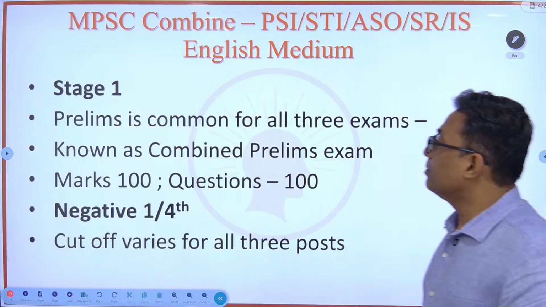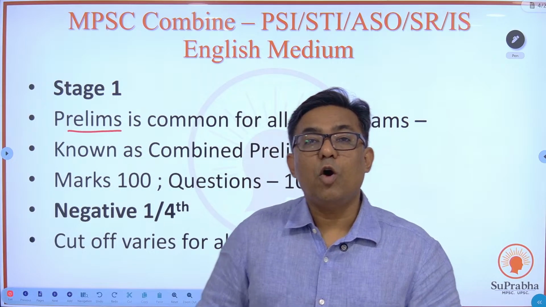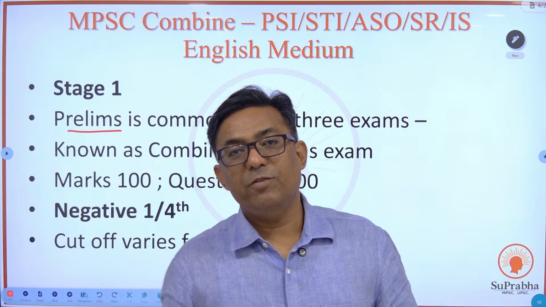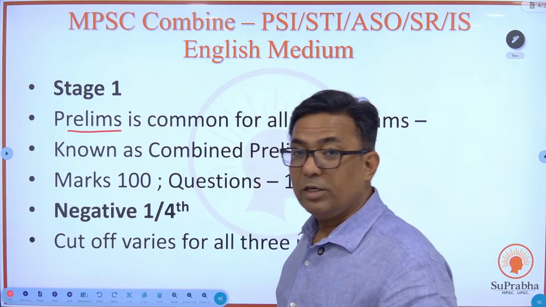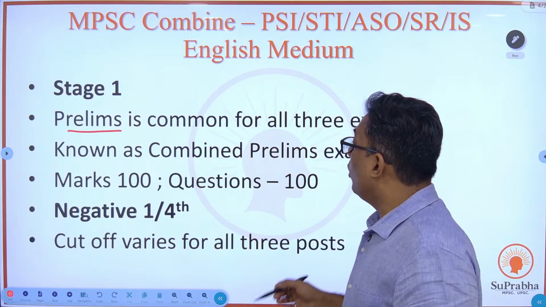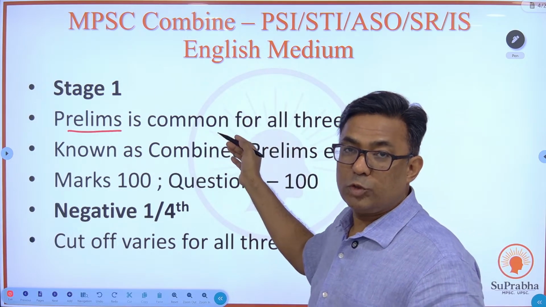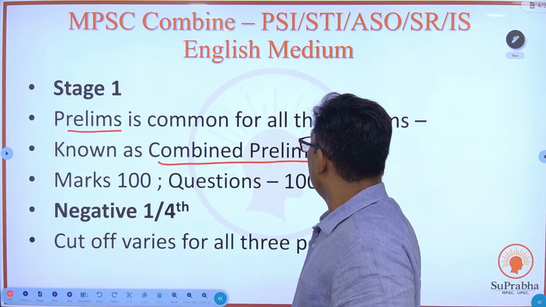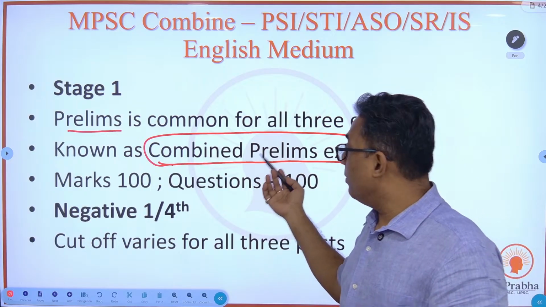So stage 1, this is prelims. Okay, the preliminary stage, it is common for all posts. So even if you are going for AMVI, even if you are going for clerk exam, even if you are going for industrial inspector exams, for all the exams, the prelims is common. The mains would differ depending on the post. So this is therefore known as a combined prelim exam, since it is common for all the exams.